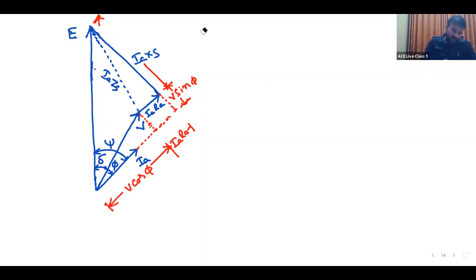Now, from the outer right angle triangle, E is the hypotenuse, no? Now, from the diagram, can I write this E hypotenuse? This is a right angle triangle. Therefore, E is equal to square root of this square plus this square.